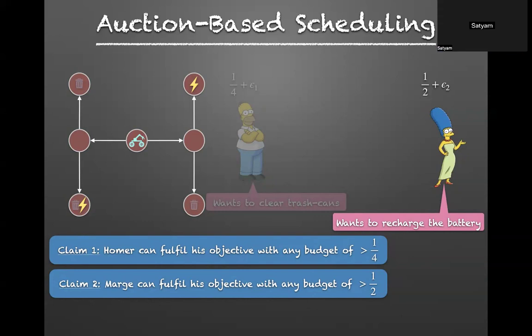So for Marge, suppose there are two charging points, then both the charging points are equally important for Marge. There is no difference between the charging points. See, our objective is to visit either of the charging points.